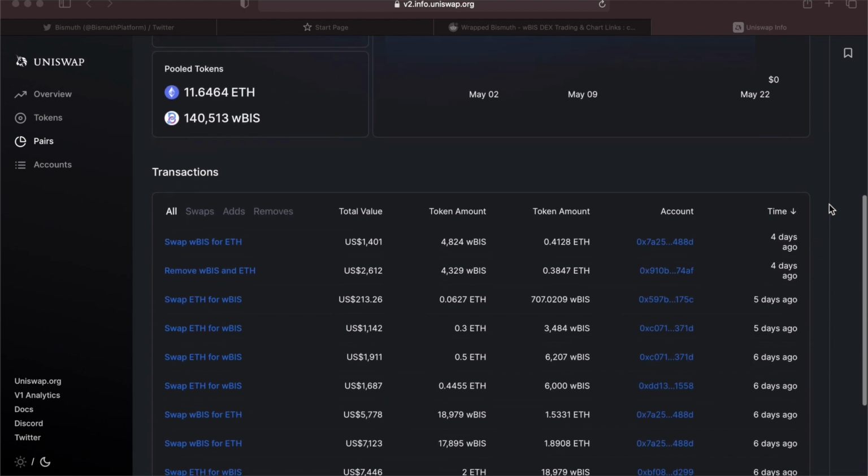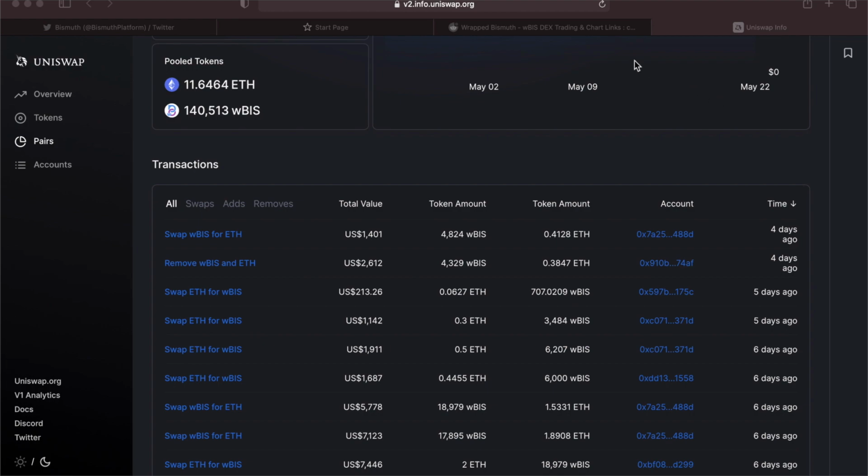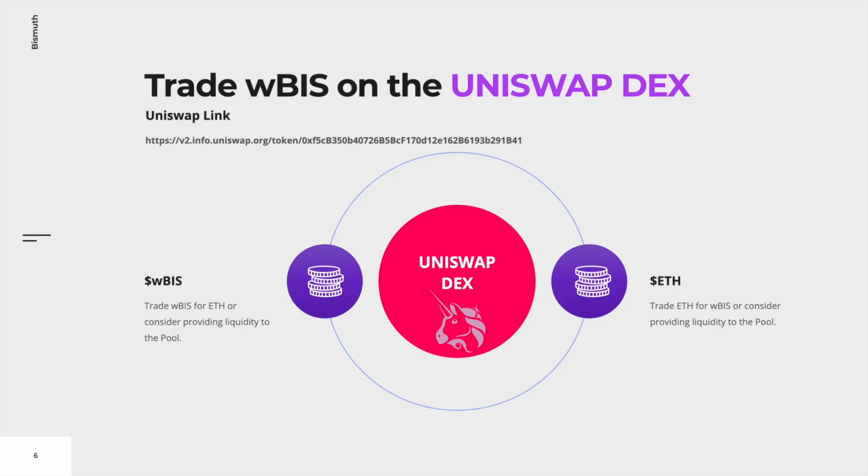Since there's already a Uniswap version 3 available, be aware that the WBIS trading pair is coded for version 2. You can see that in the link v2.info.uniswap.org. When trading on the Ethereum network, always consider that the Ethereum network gas fees can fluctuate very much.